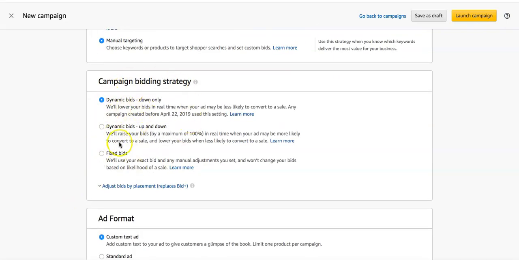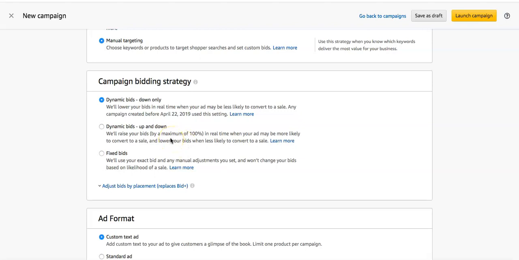I would not recommend touching any of the campaign bidding strategy. This can get your money gone out of your pocket real fast. So I leave it at dynamic bids down only. And what that means is they're going to move your bids around, but they're not going to move your bid up above your cap that you're going to set here in a minute. So they'll lower your bid. So if you're bidding 75 cents a click on something and the clicks are only 45 cents, they'll lower it down. You don't want to do up or down.